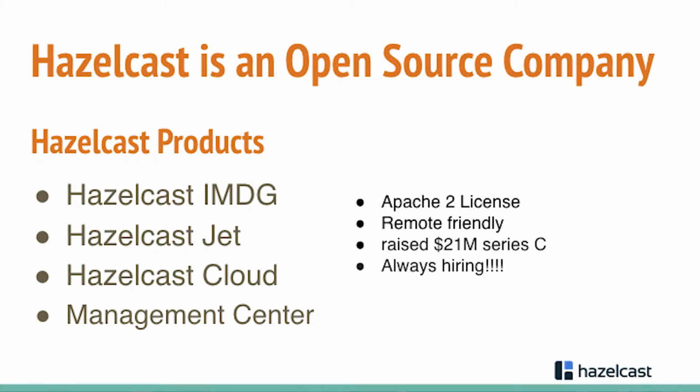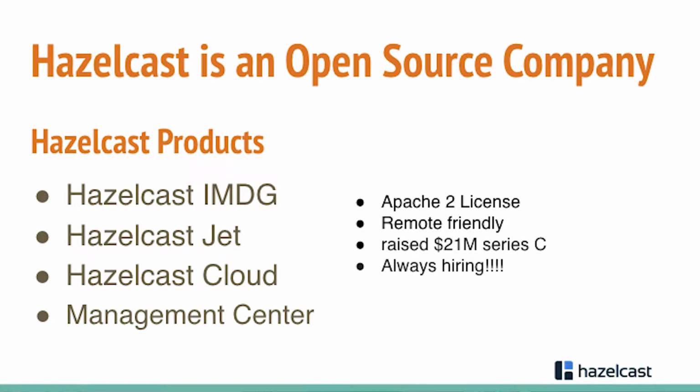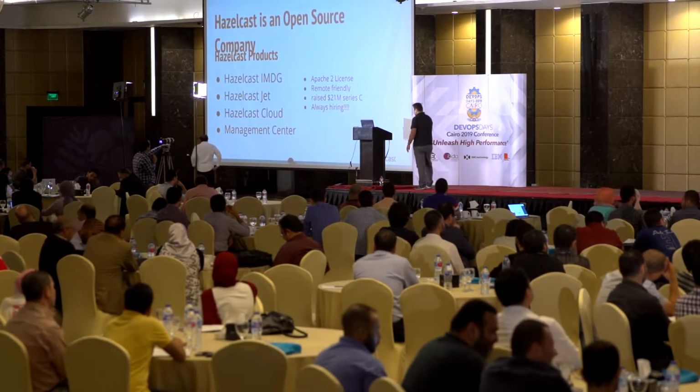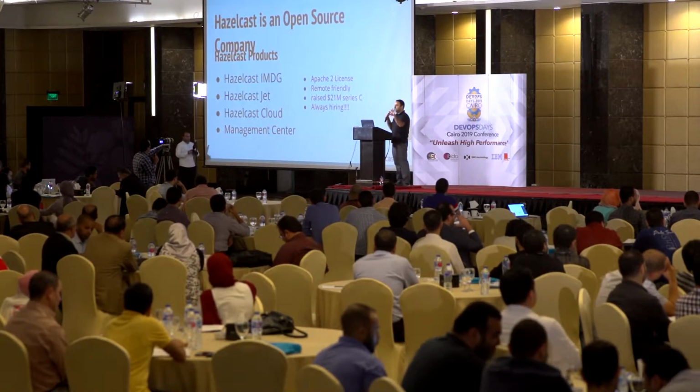Hazelcast is actually an open source company. Those are the products that we have, and they are all open source, Apache 2 licensed products, fully hosted on GitHub. Feel free to go and fork and contribute back. Hazelcast IMDG is the one that I'm mostly gonna talk about today. Hazelcast Jet is a stream processing engine, also available as open source. Hazelcast Cloud is a managed version of Hazelcast IMDG, and we have Management Center, which is a management and monitoring dashboard. It is, as I said, Apache 2 licensed, and a remote-friendly company. Engineering is mostly in Istanbul and European countries, so feel free to apply if you are interested. We recently raised some money, so we are always hiring.